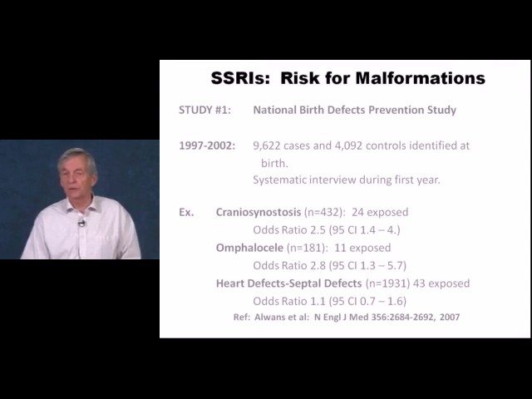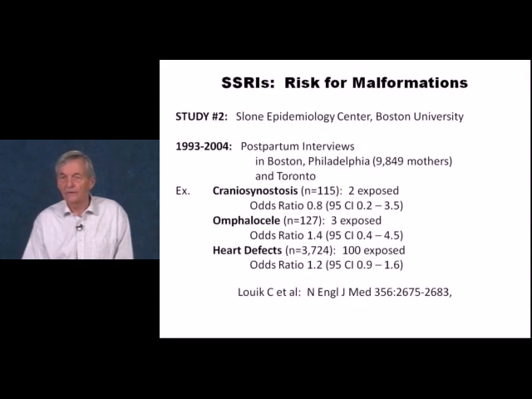You can see that this was published in a high visibility journal, the New England Journal of Medicine. For the first two, craniosynostosis and omphalocele, the 95% confidence interval excludes one, so it's significant. Barely significant, but still significant. Remember that now before we go to the next slide. So here's craniosynostosis and omphalocele, significant, but heart defects not. Okay, so we go to the next. This is another study by another group published in the same issue of the New England Journal of Medicine. That should be 2007 also.